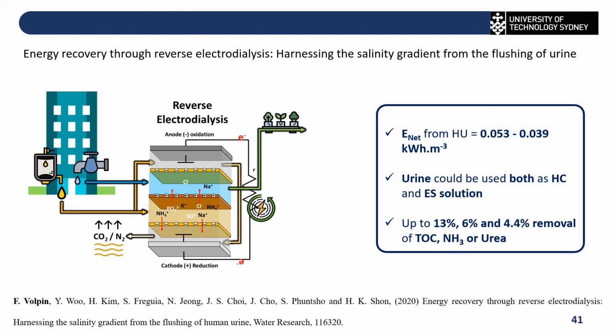Net energy from hydrolyzed urine is around 0.05 kilowatt hour per cubic meter. Urine could be used both as the high concentration solution and as the electrolyte solution, but electrolyte replacement is not as efficient as the commercial electrolyte solution, with up to 13%, 6%, and 4% removal of TOC, ammonia, and urea.